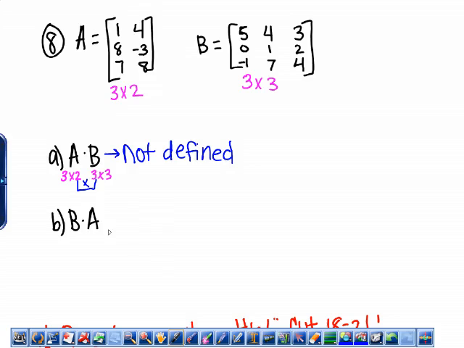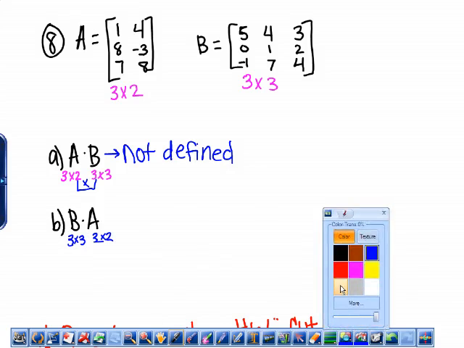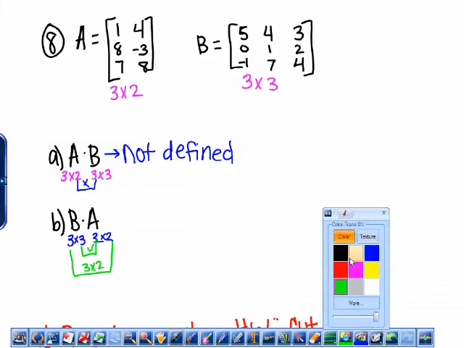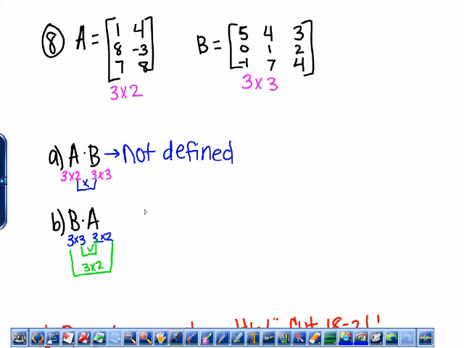Let's see if we can multiply matrix B times matrix A. 3 by 3 times 3 by 2. Can I do that? Yes. What's my solution matrix going to be? 3 by 2. All right. So what do you think the first thing we should do is? Yeah, let's rewrite them in the order of B times A.